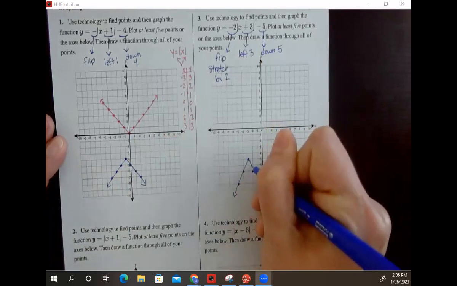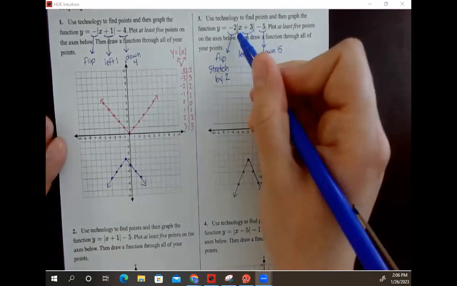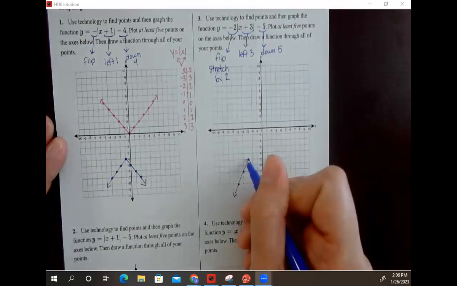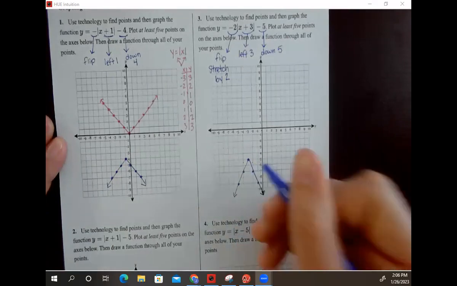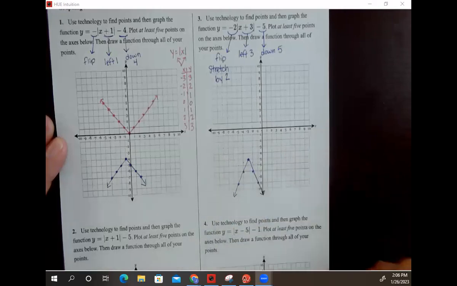And there's my graph. Now, if this were, let's say, maybe a half in front, I would go out 1, down a half, out 1, down a half. And same idea. Next time, out 1, down a half, out 1, down a half.